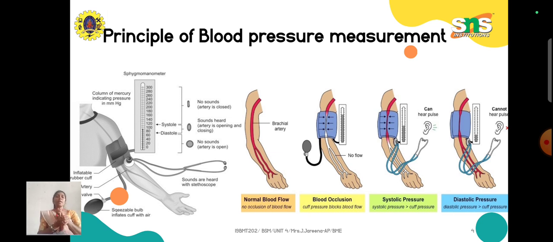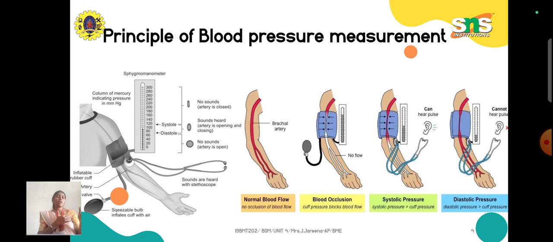Initially, before applying this apparatus, see how our blood flows in the blood vessels; that is the first picture you can notice. You don't have any disturbance, your blood is flowing normally, following a laminar flow direction. So there is no disturbance, it has a normal blood flow.